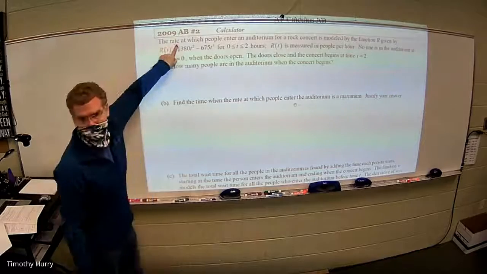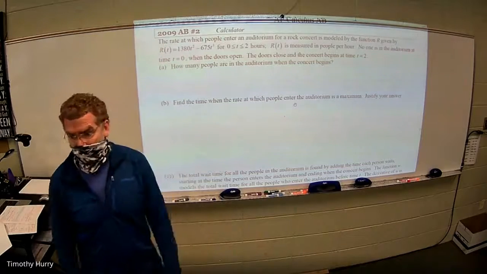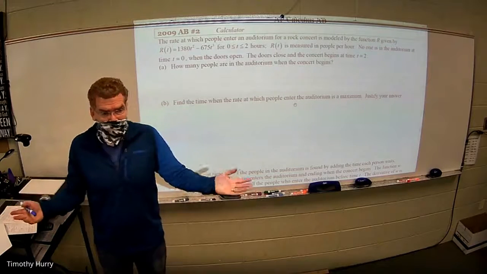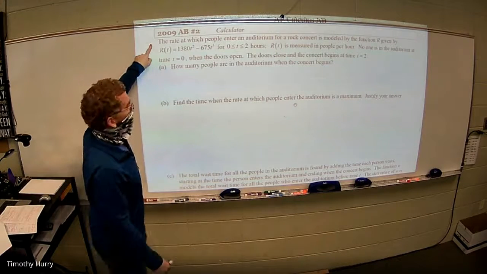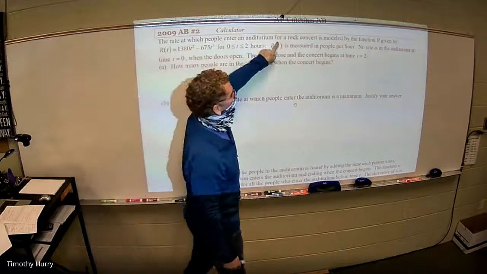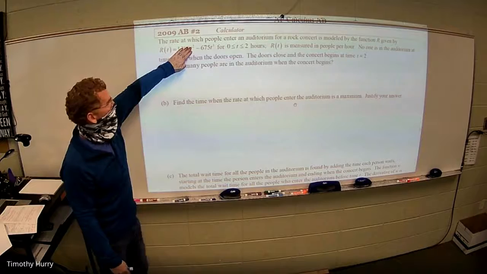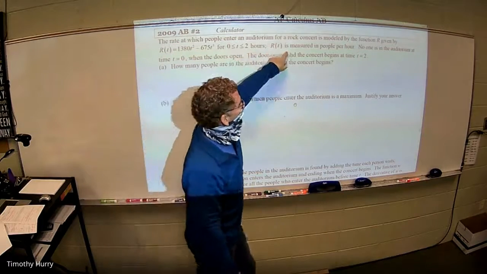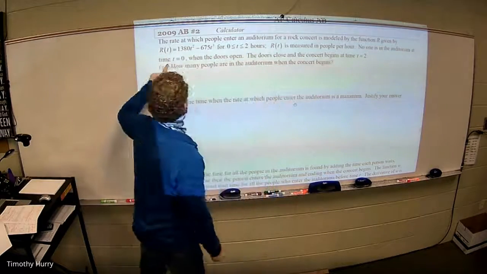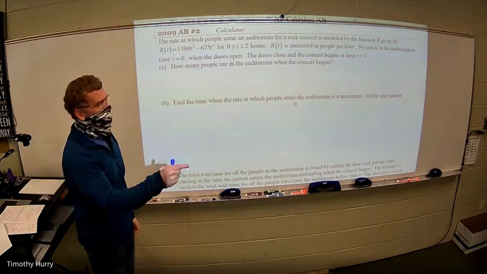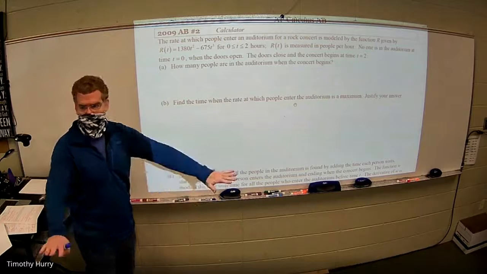The rate. And anytime I see rate, I'm thinking, oh, rate, integrated rate, get amount. I'm always thinking that. May not be what I need, but I'm always thinking that. The rate at which people enter the auditorium is given by this. So that is a rate from 0 to 2. It's measured in people per hour. No one's in the auditorium at time 0 when the doors open. The doors close and the concert begins at time 2. Is everybody with me? Yep.